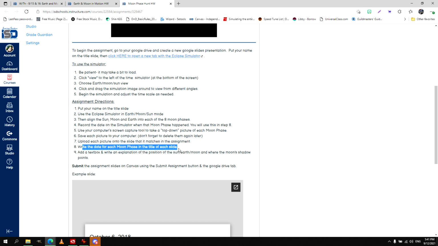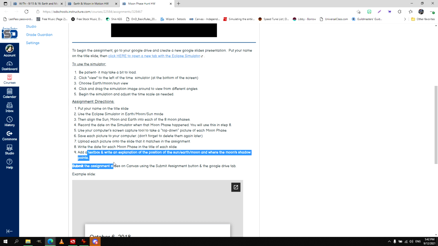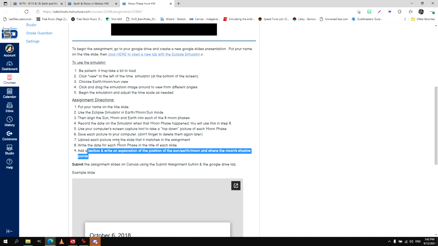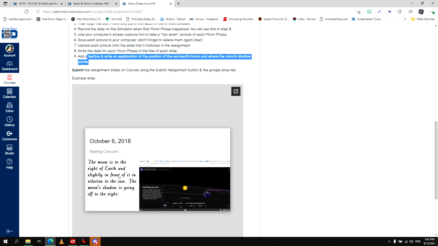So write the date for each moon phase as the title. Also put the moon phase on there. Add a text box to explain what's going on in your image. So here's an example of a slide. They've titled it with the date from here. They've given it the title of what phase it's in. And then they've given an explanation of where everything is in relation to each other. So why is that phase showing up at this time?